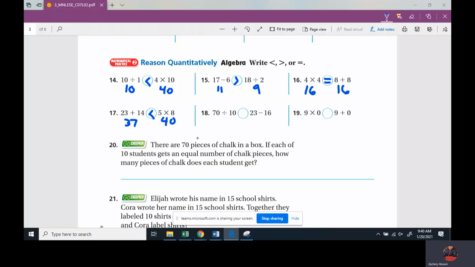David, 70 divided by 10 is? 23 minus 16 is? You get the next one away.